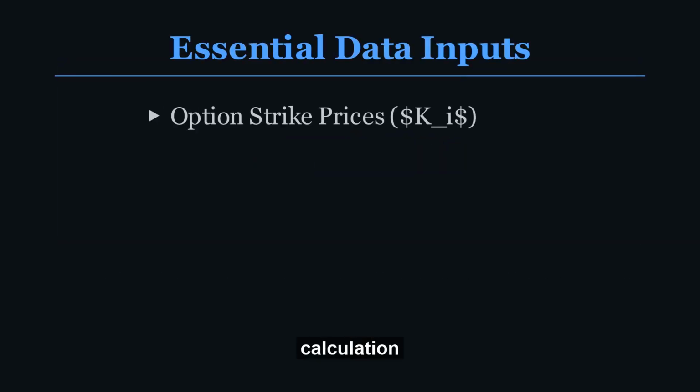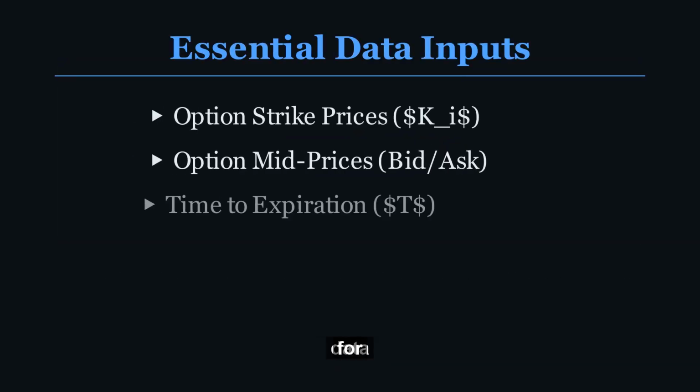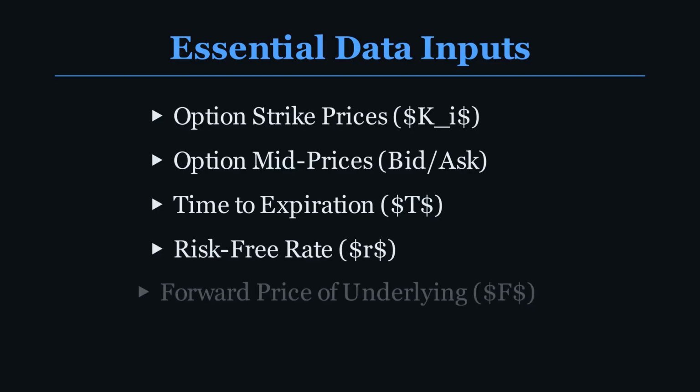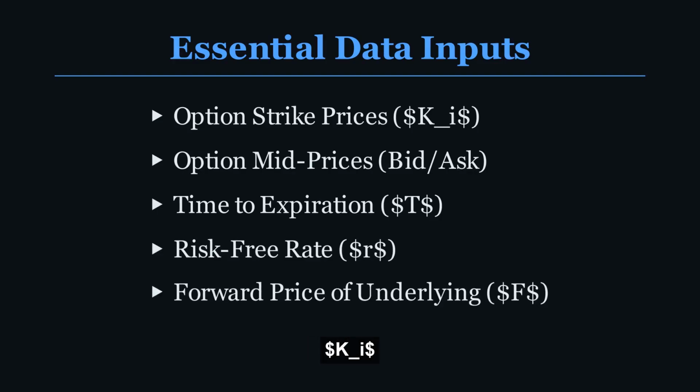To perform this calculation, we need several key pieces of data for each available option contract. This includes the strike price, $K_i$, the bid and ask prices from which we derive a mid price, and the time to expiration, $T$. Additionally, we require the risk-free interest rate, $R$, for discounting purposes, and crucially, the forward price of the underlying asset, $F$, which acts as a pivot point for our calculations.